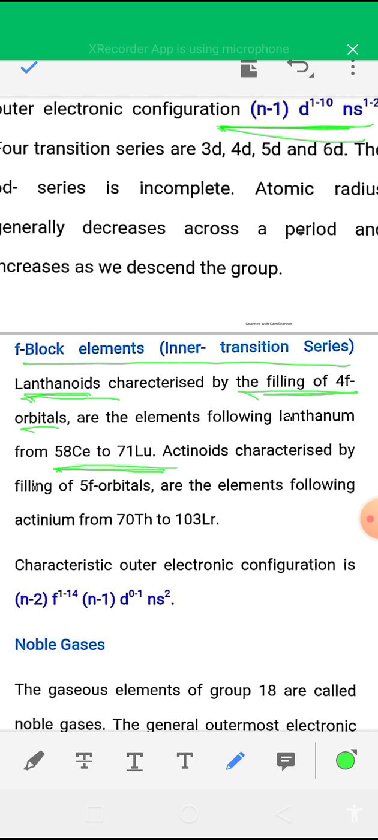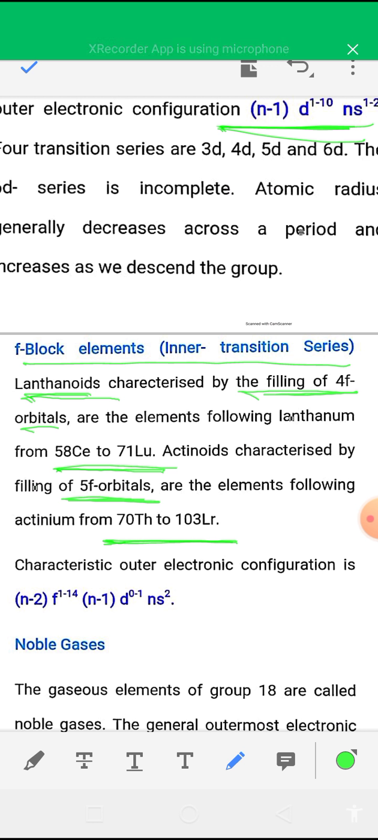And actinides are characterized by filling of 5f orbitals. In actinides, the last electron enters into the 5f orbital, and in case of lanthanides, the last electron enters in the 4f orbitals. And actinide elements start from thorium to lawrencium, that is atomic number 90 to 103.